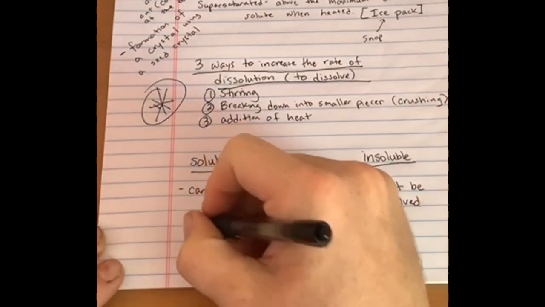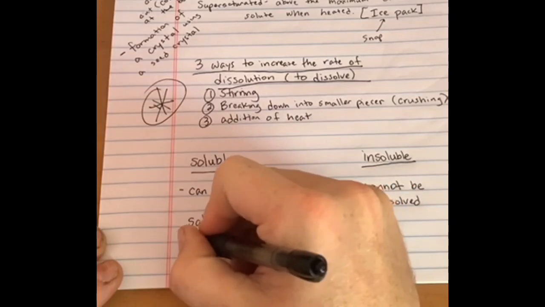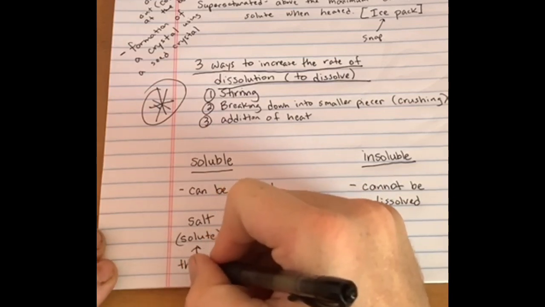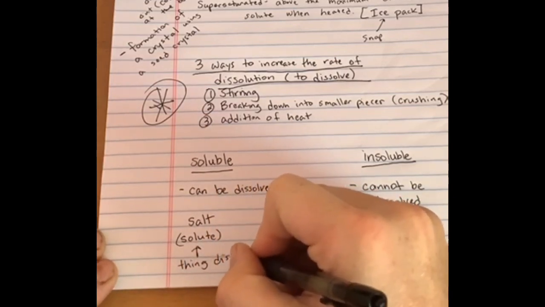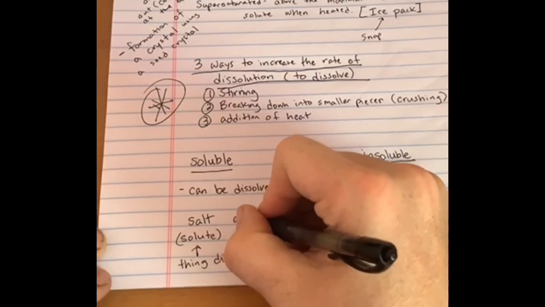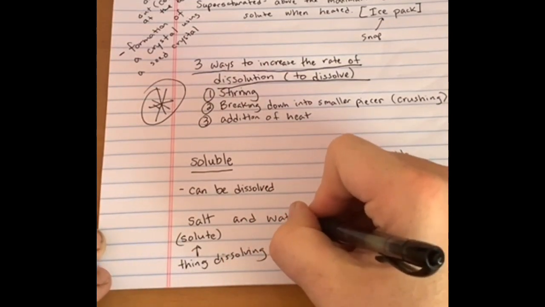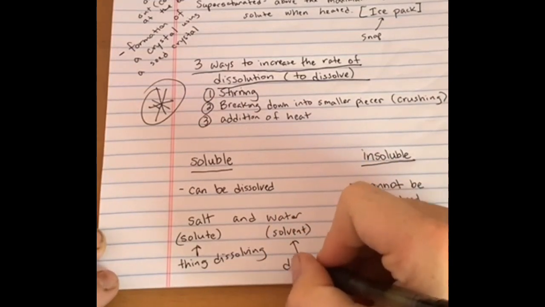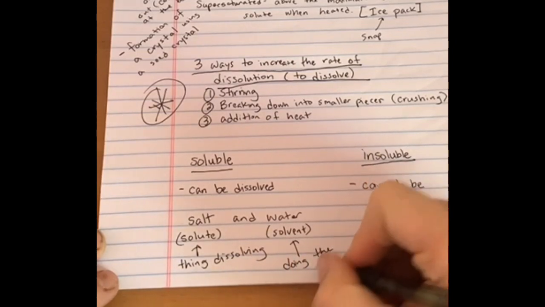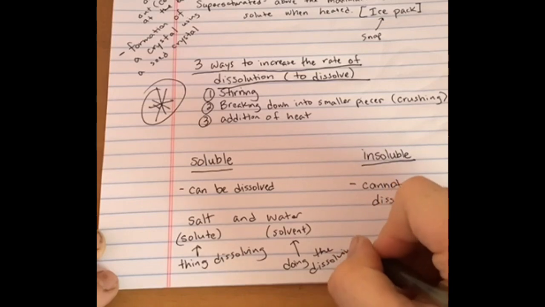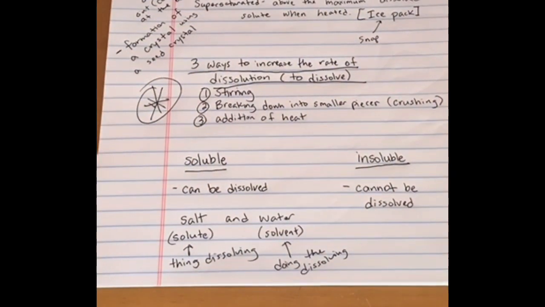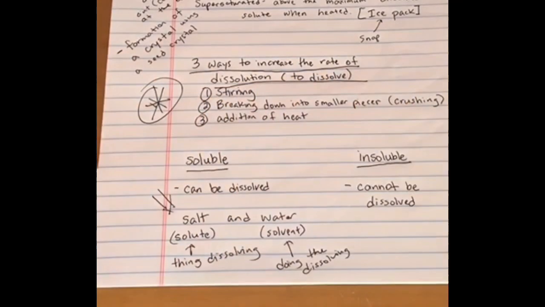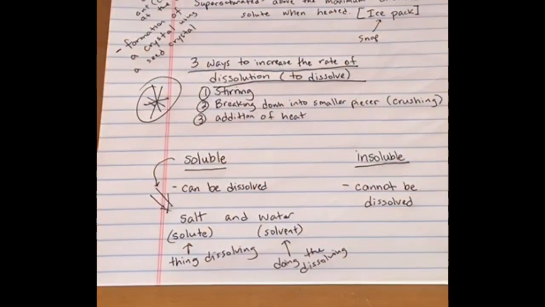So for example, right? Salt should be the solute, correct? The thing we're dissolving, right? And water, this is the solvent. This is doing the dissolving. Okay? So salt going into water, this would mean that salt itself is soluble. All right, it is soluble.